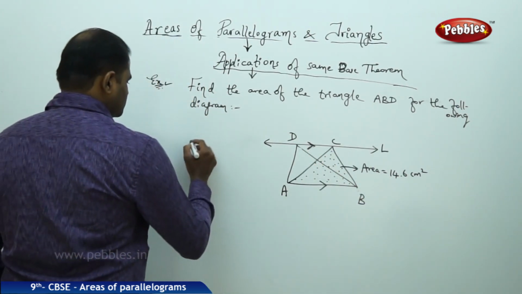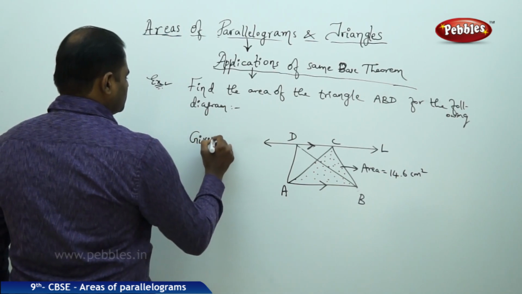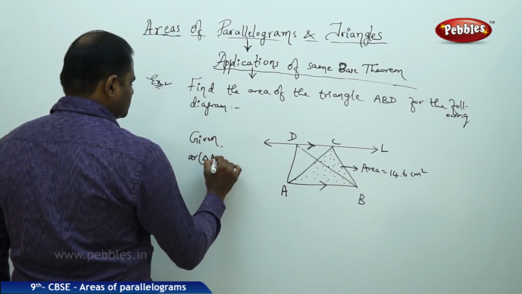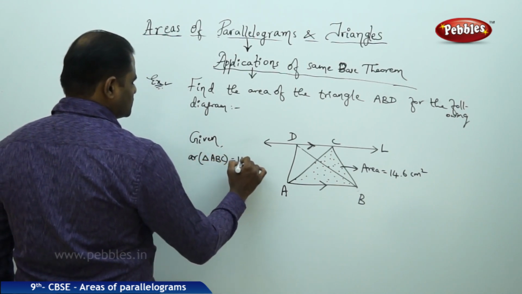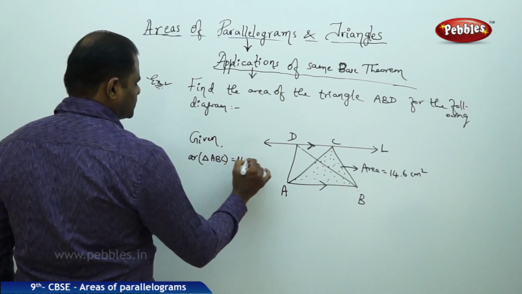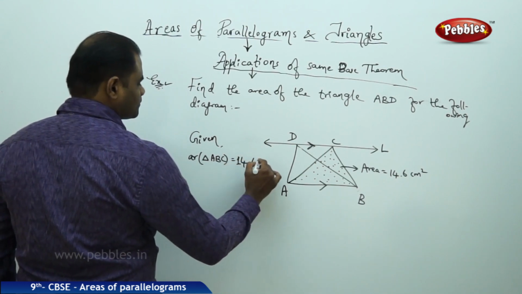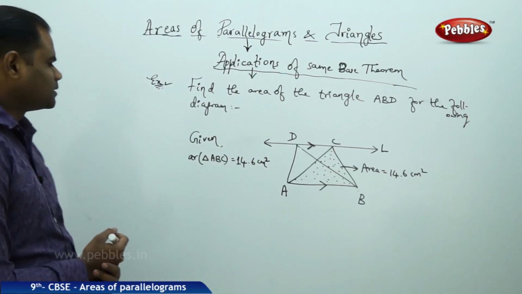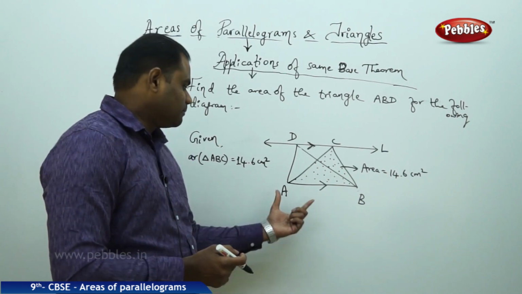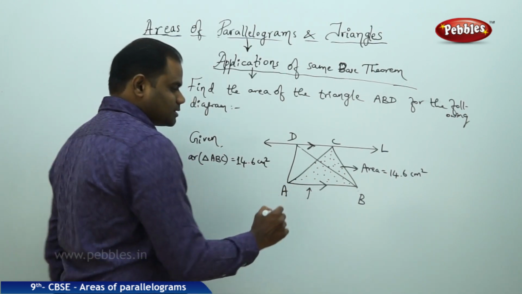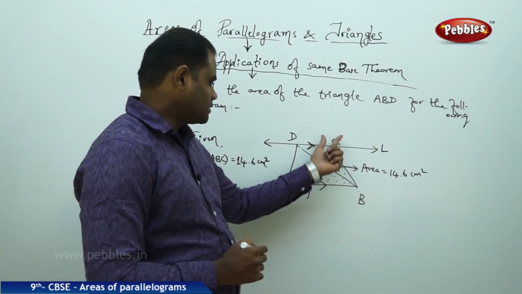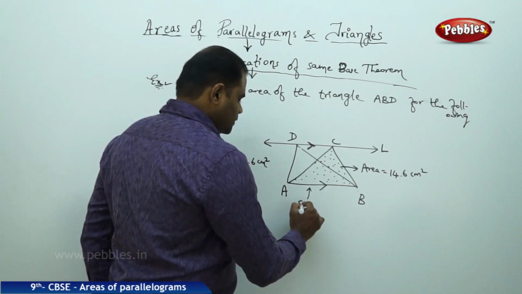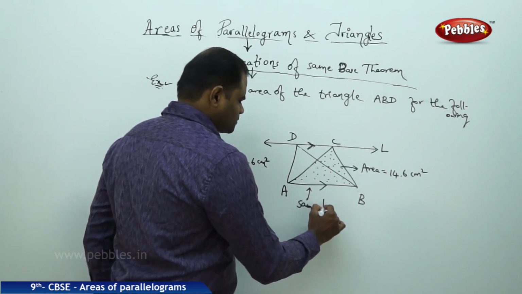That is given: the area of triangle ABC is 14.6 centimeters square, and AB is the same base. So clearly I can see that triangle ABC and triangle ABD are on the same base.